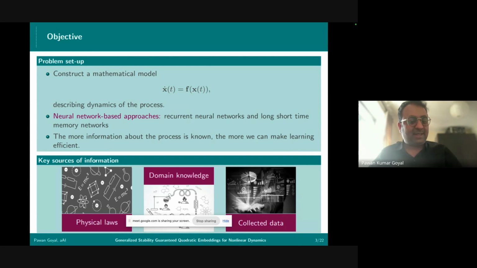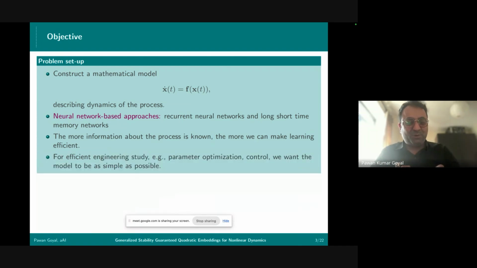There are many information sources. They can be physical laws or domain knowledge. People have done a lot of empirical experiments and obtained a lot of knowledge, or we collect data and try to learn from the data. Typically, we would like to use dynamical systems to perform engineering studies, and parameter optimization and control are things we want to do. Classically, we would also like to have this model as simple as possible so that we can do the whole design study in a much more efficient way.